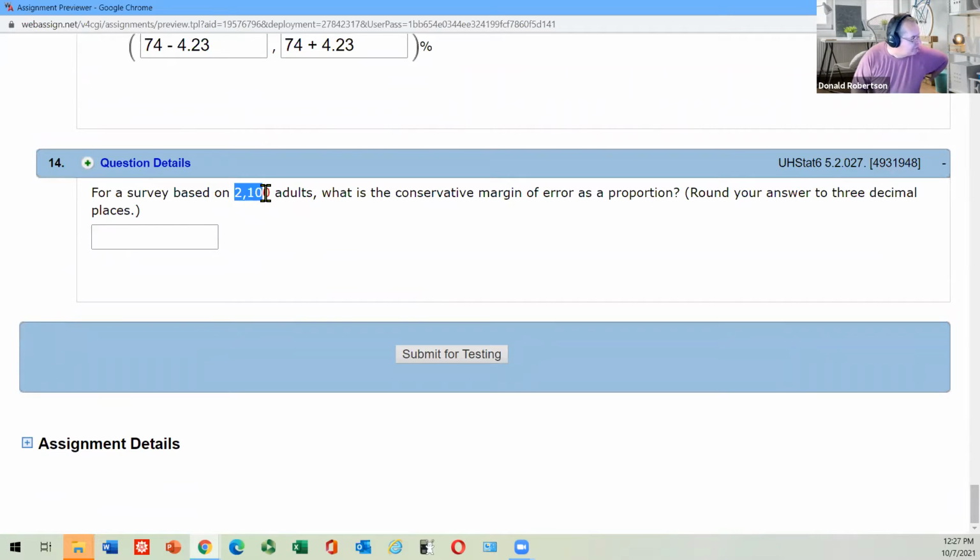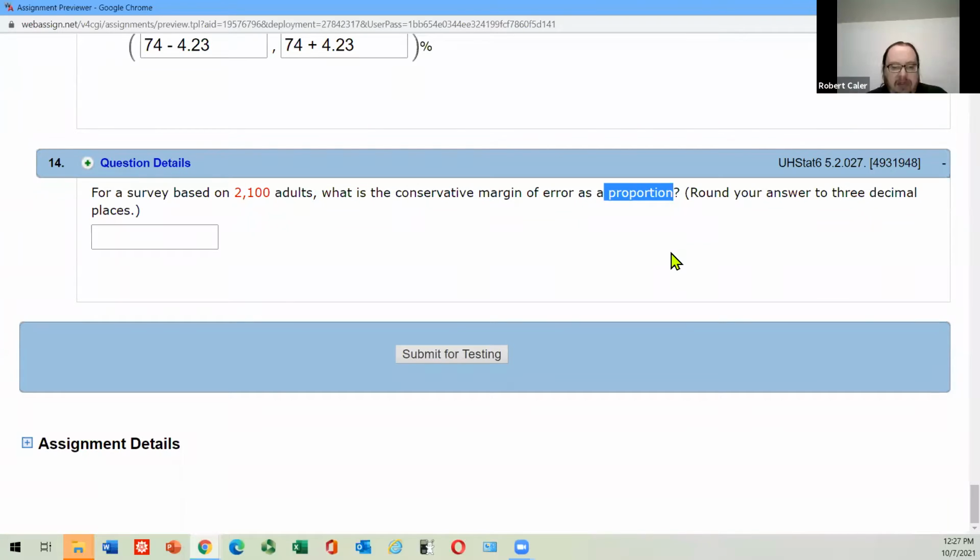This one here is just conservative margin of error, right? So it's 1 over the square root of 2100. But they ask you to give the answer as a proportion. What will be the difference then? Leave it as a decimal. So don't call it 4.2% or whatever it is, call it 0.042, for instance, if that's what you had.